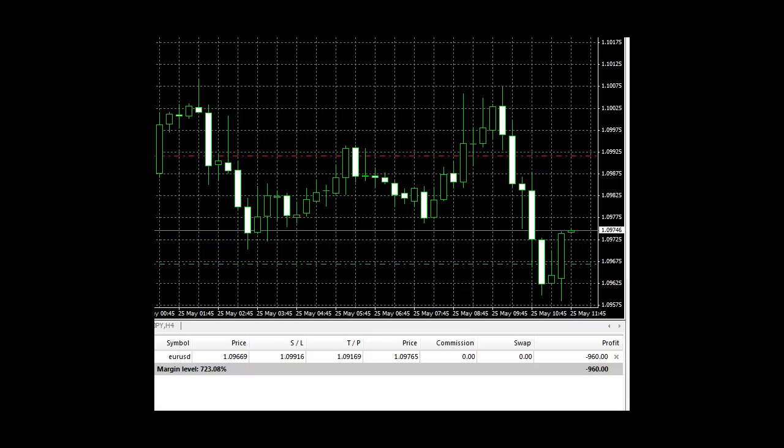Okay, I've just entered a trade using one of the strategies in my Forex Trade University course. This is what happened at the moment. We're still running a loss at the moment. This is our stop loss. This is the point where we enter the trade.